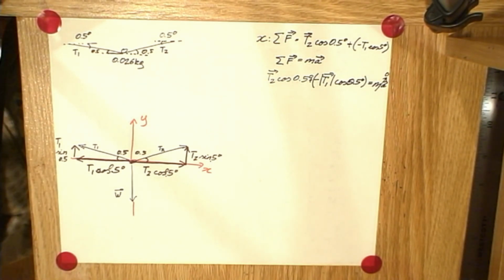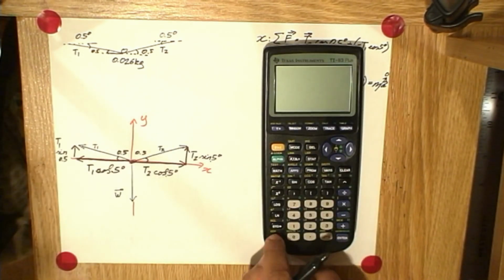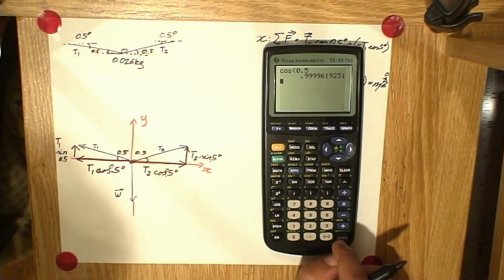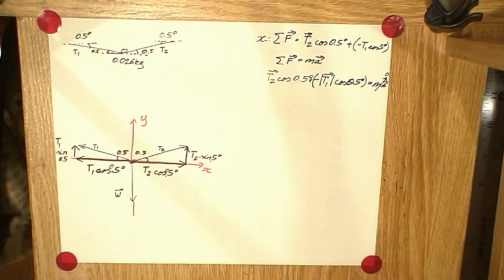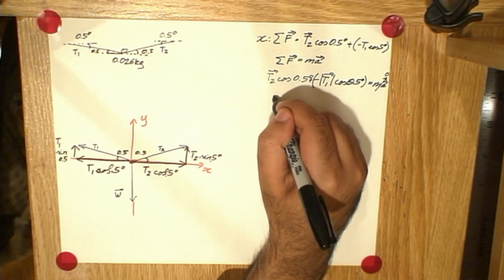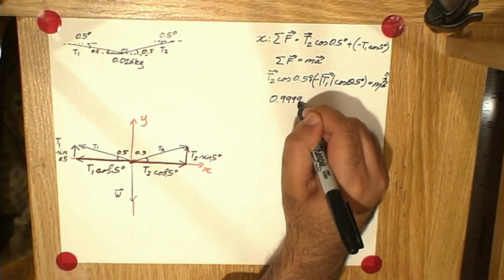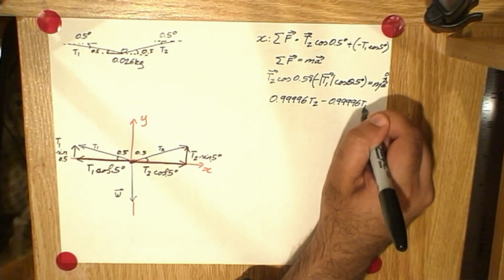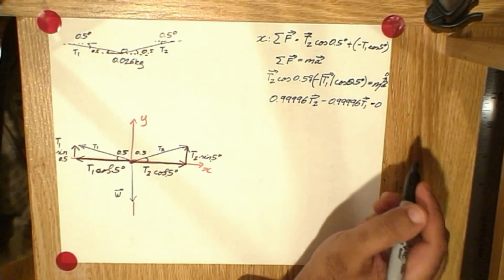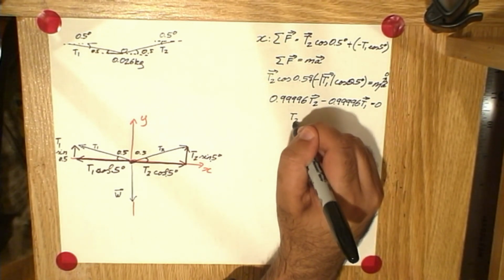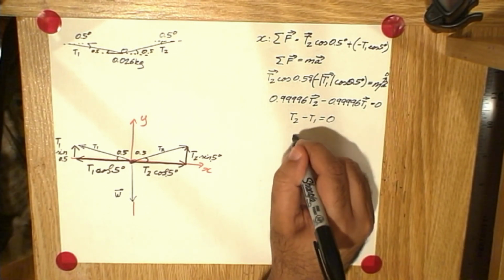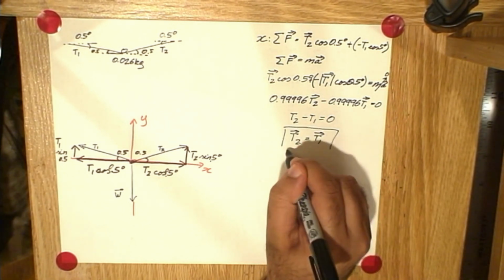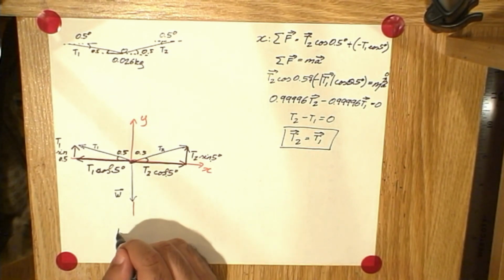Now, as for the cosine of 0.5 degrees, we have 0.99996. So let's actually write that whole thing. We now have 0.99996 T2 minus 0.99996 T1 is equal to 0. Divide both sides by 0.99996 and you get T2 minus T1 equals 0, or T2 equals T1. So this is our first relationship, identical to what it was in the earlier part of this question.